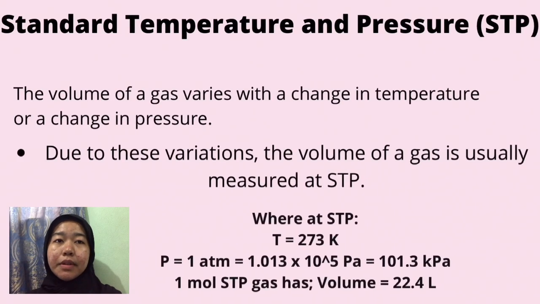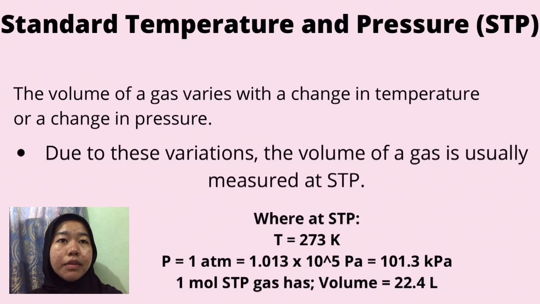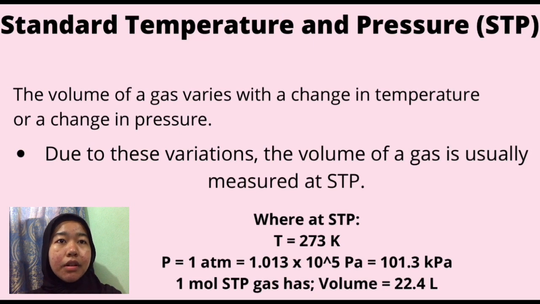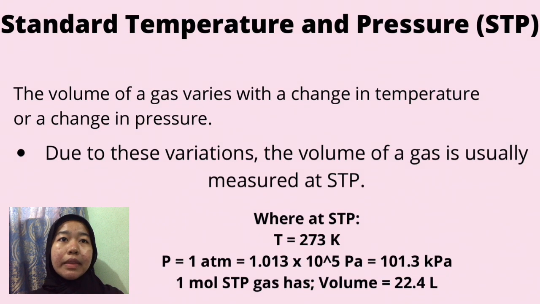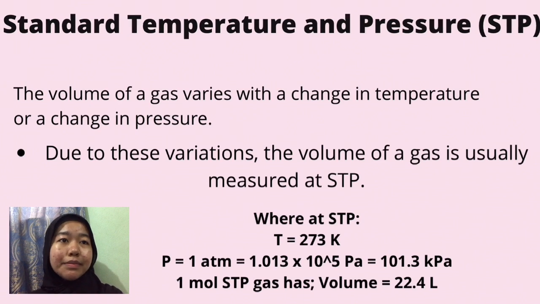Standard temperature and pressure, STP. The volume of a gas varies with a change in temperature or a change in pressure. Due to these variations, the volume of a gas is usually measured at STP, where temperature is 273 Kelvin and pressure is 1 atmosphere, which is equivalent to 1.013 times 10 to the power of 5 pascals, equivalent to 101.3 kilopascals. 1 mole of gas at STP has a volume of 22.4 liters.